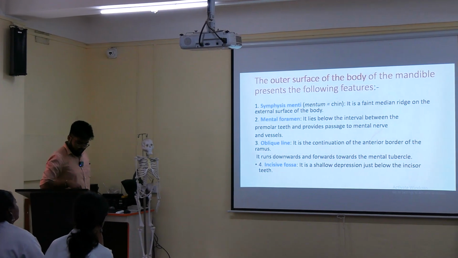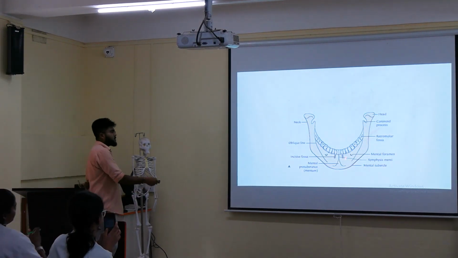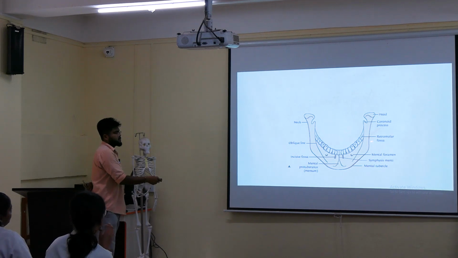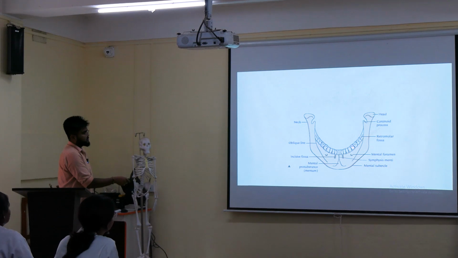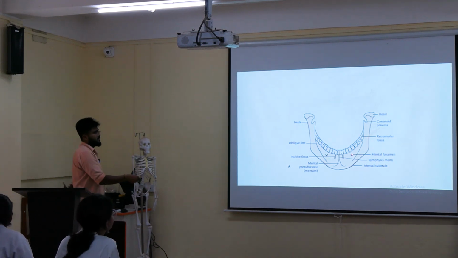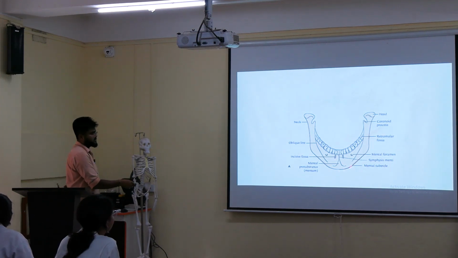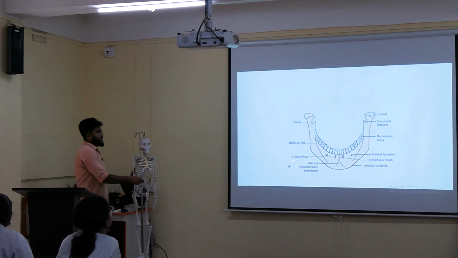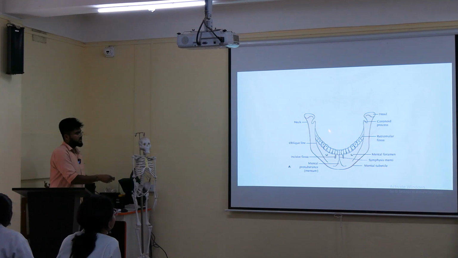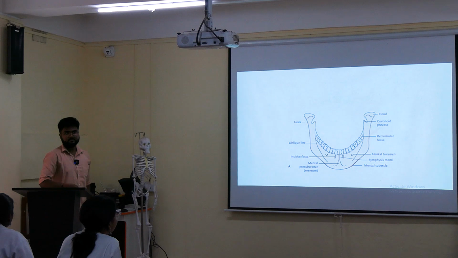Here you can see this is your superior border, this is the inferior border, and here the tooth is impacted. This is the mental foramen below your premolar teeth. This is the symphysis menti, and this is the mental protuberance, and here the mental tubercle is present, and this is the incisive fossa. And this is the oblique line, continuation to your anterior border of the ramus of the mandible.